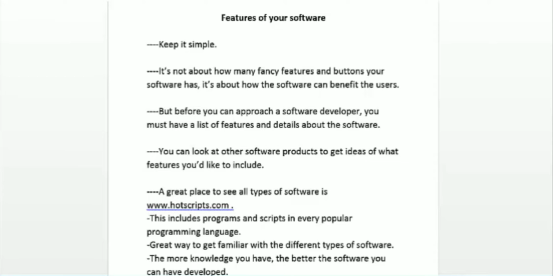But before you can approach a software developer, you must have a list of features and details about the software product you plan to create. To get ideas, you can look at other software products in a similar industry, and you can also go to a website called hotscripts.com. This site includes programs and scripts in every popular programming language. It's a great way to get familiar with the different types of software out there, and you can also read the reviews for the various software products on that site. Basically, the more knowledge you have, the better the software you can have developed.